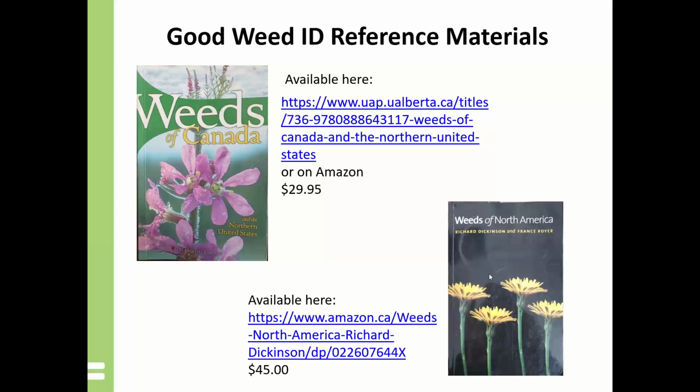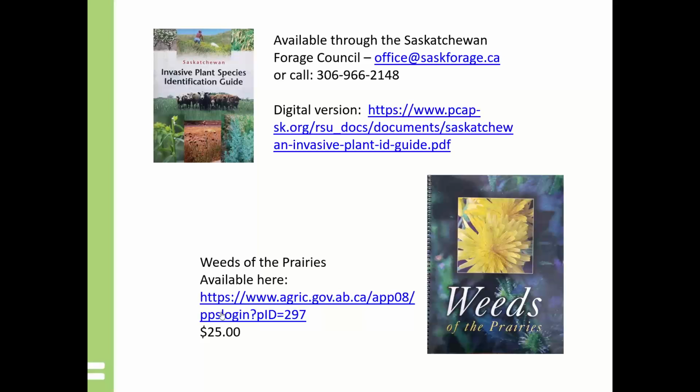The next one down is also really good. It's a little bit more broad, just because it's for all of North America, but there are still some really good pictures and good information. There's a few more. A lot of people have this Weeds of the Prairies book. It's a good one as well. The Invasive Plant Species Identification Guide is available through the Saskatchewan Forage Council. I believe it's free of charge, but you need to pay shipping. So feel free to look into that.